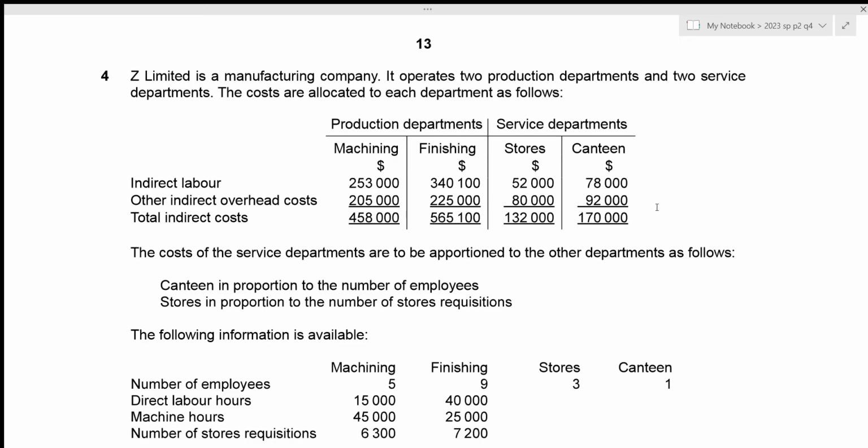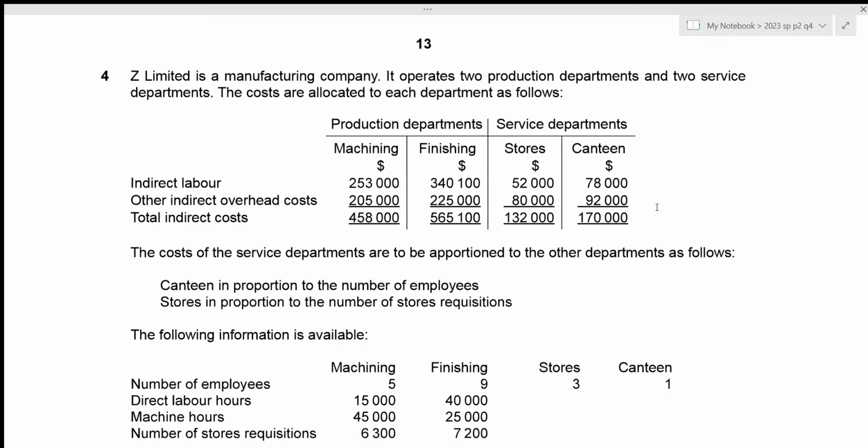Hi everyone, today we'll be going over Accounts 2023 Specimen Paper 2 question number 4. There are slight changes in Paper 2 from examination for 2023 onwards. Previously we used to have 4 questions, 2 of 30 marks and 2 of 15 marks, and we had a time limit of 1 hour 30 minutes.